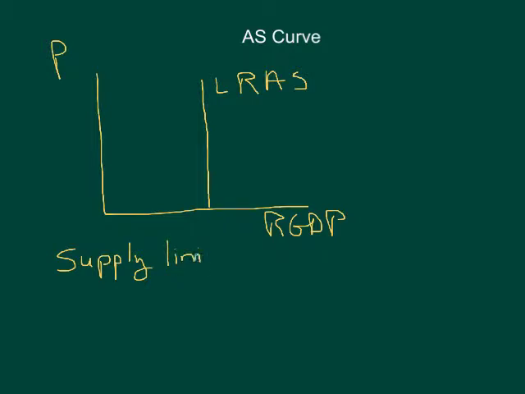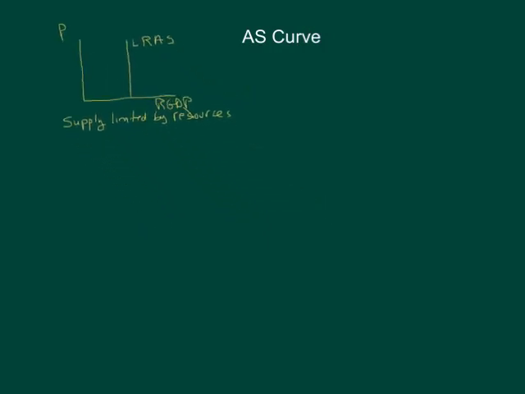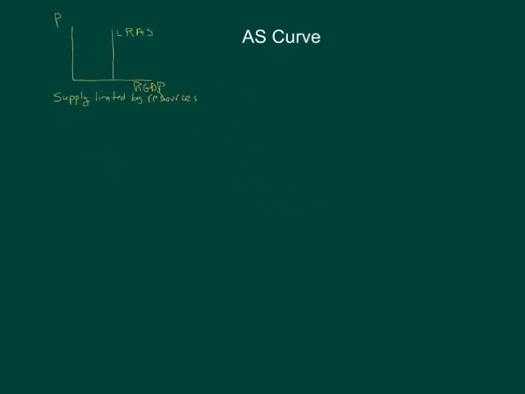Supply is limited by resources. In Chapter 17, we took a look at how productivity is determined, and we looked at the 4 different types of resources. So let's list those. Get that out of the way here. So our 4 resources then are, first of all, land. And you read about these in Chapter 17, but just a quick review.